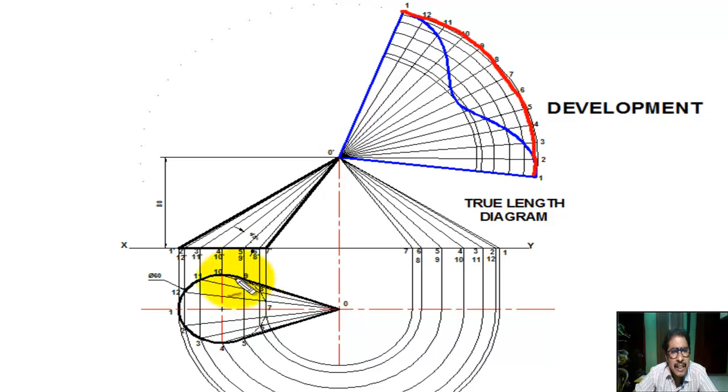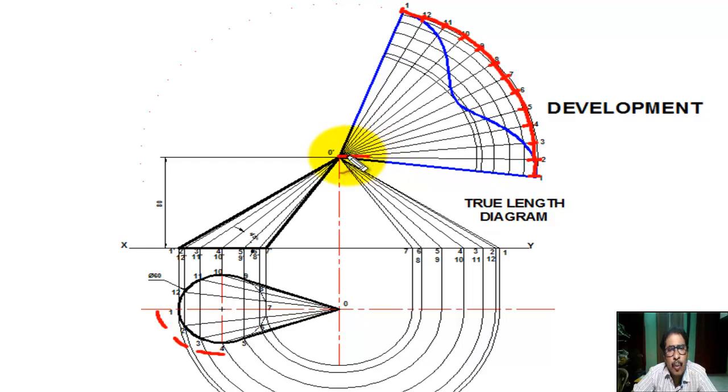Now this circle is divided into 12 equal divisions. We take any division, 1, 2, or 2, 3, or 3, 4, with the pencil compass. All divisions are equal. We mark this in 12 divisions. This is 1, this is 2, this is 3, this is 4, this is 5, this is 6, this is 7, 8, 9, 10, 11, 12, again 1.